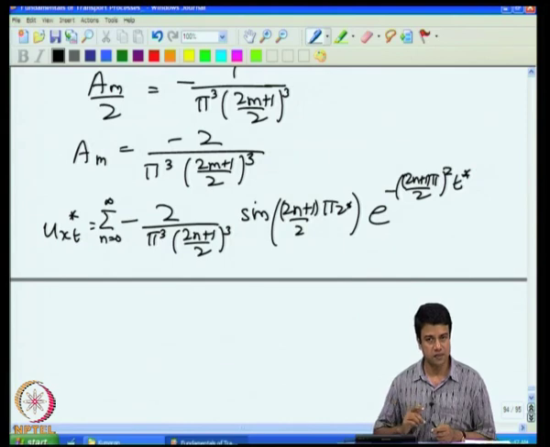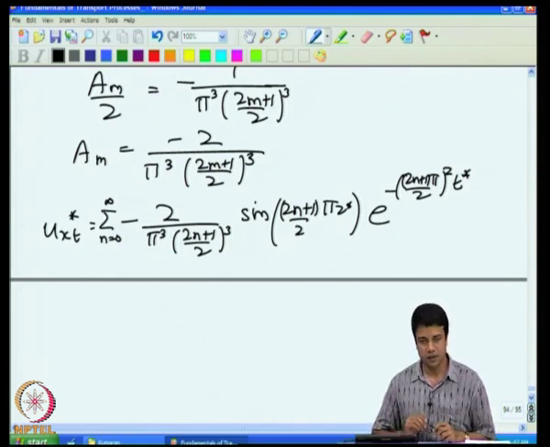In the previous case, we required the basis functions to be 0 on both boundaries. So, it had sine n pi z. In the present case, we require the basis functions to be 0 on one boundary and the slope to be 0 on the other boundary. That is the only difference. And because of that, the basis functions are sine of (2n plus 1) pi z by 2, and they have an exponential decay. The decay rate will be approximately the same in both cases, because (2n plus 1) by 2 for large n is approximately equal to n.